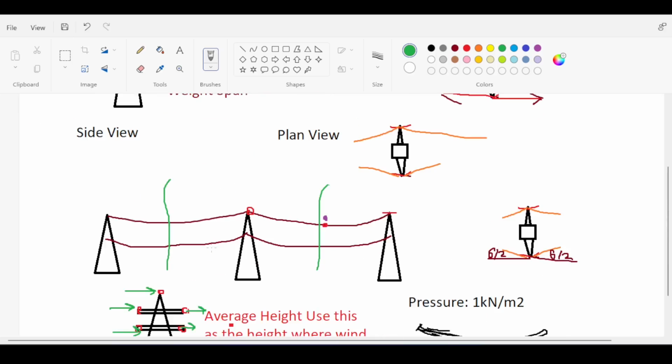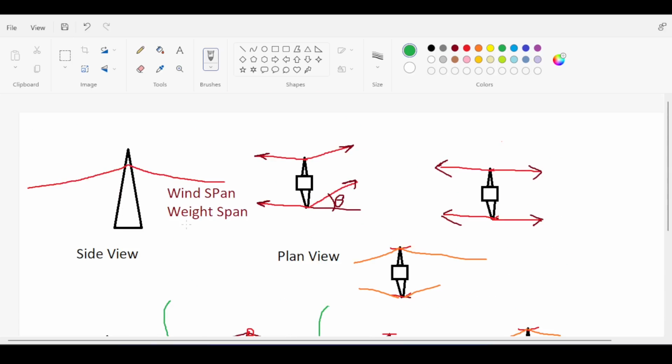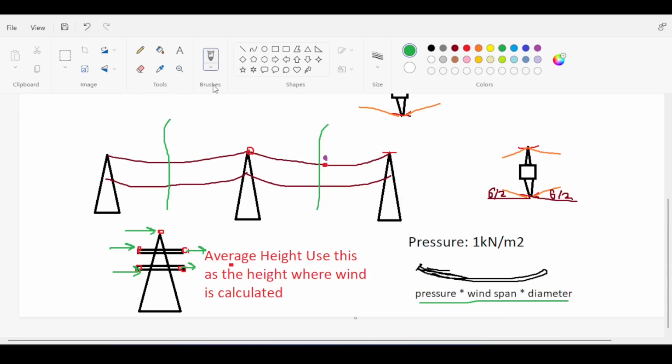Now we go to something called the own weight of the cable. To find the own weight of the cable, you need to go to something called the weight span. If you have the density of the cable, usually given in kilonewtons per meter or anything, you just multiply the density of the cable by the weight span to find the own weight of the conductor and apply it on each and every point. So you have an own weight going down, which is the weight of the conductor.